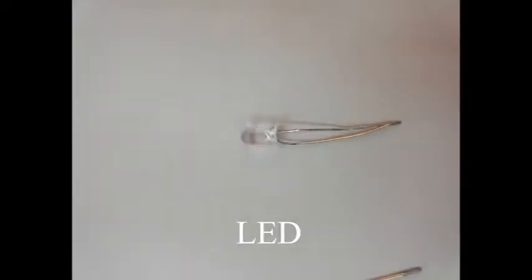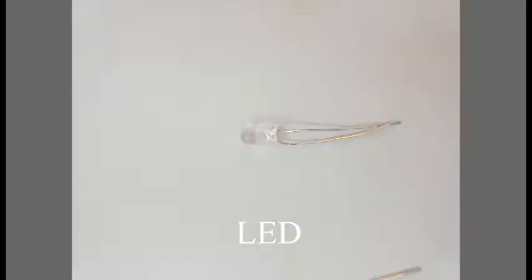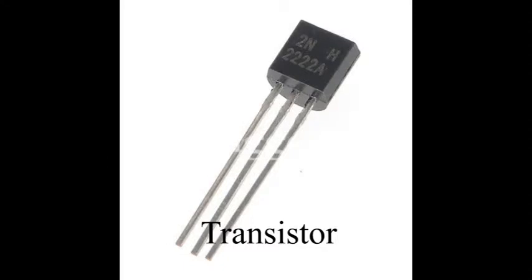Now the LED. The function of an LED is to emit light. Next, the transistor. A transistor is made of semiconductor material with 3 or more terminals used to connect to an external circuit. This is called the transistor.